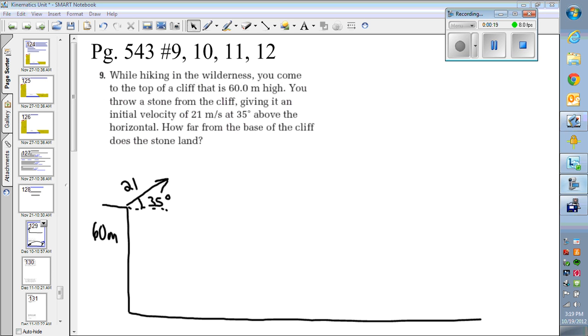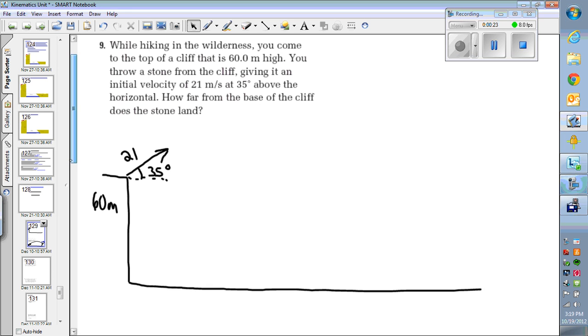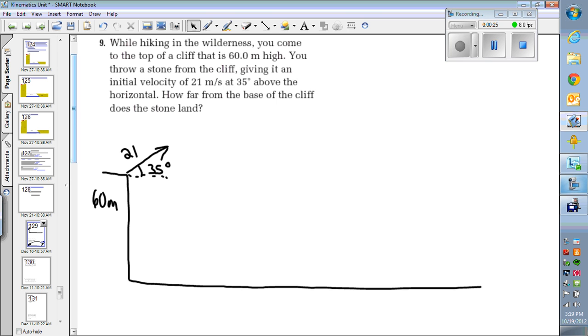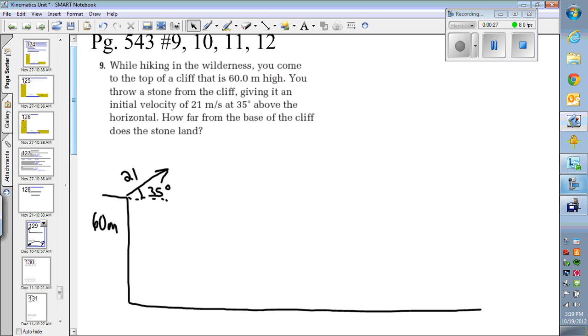Number 9 says, while hiking in the wilderness, you come to the top of a cliff that is 60 meters high. So we've got our 60-meter height cliff here. You throw a stone from the cliff, giving it an initial velocity of 21 meters per second, and that is angled 35 degrees above the horizontal. The question wants to know how far from the base of the cliff does the stone land.